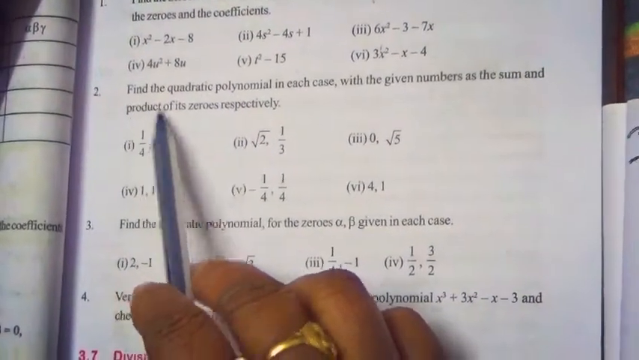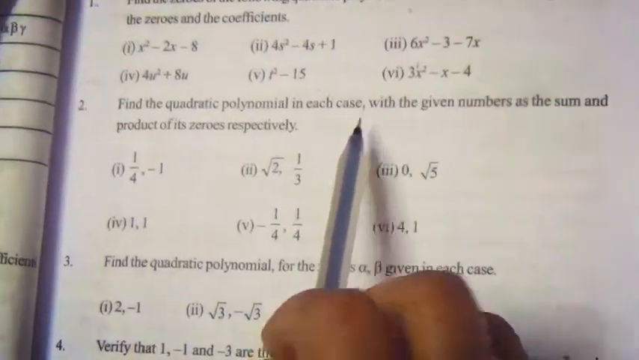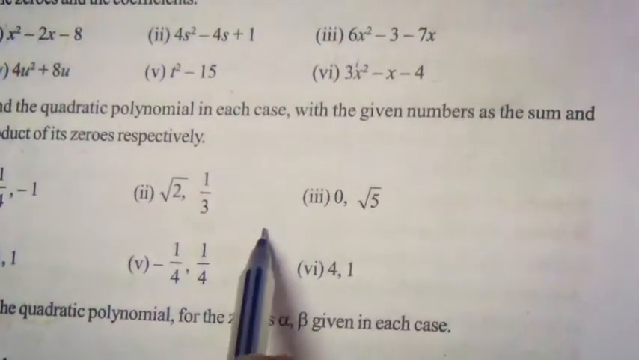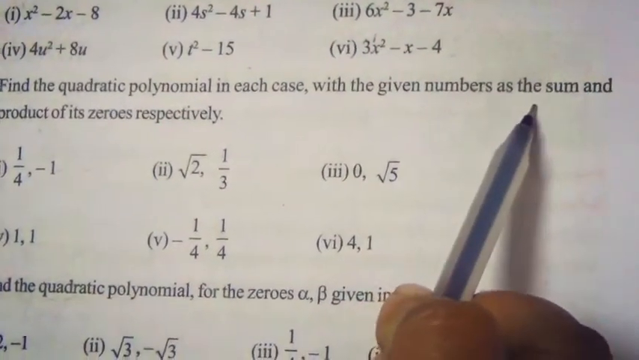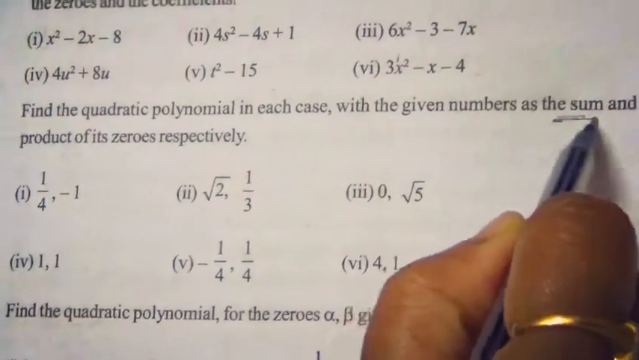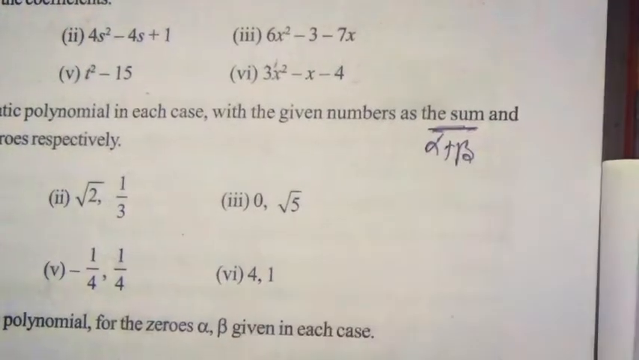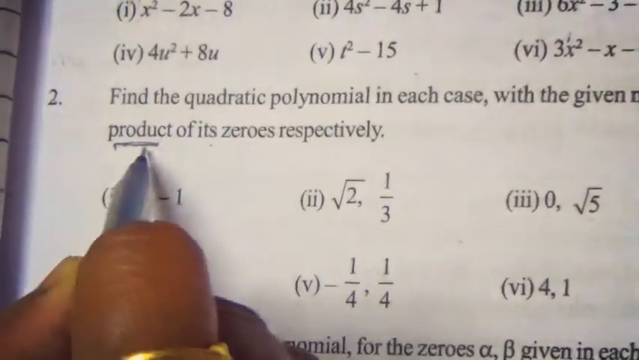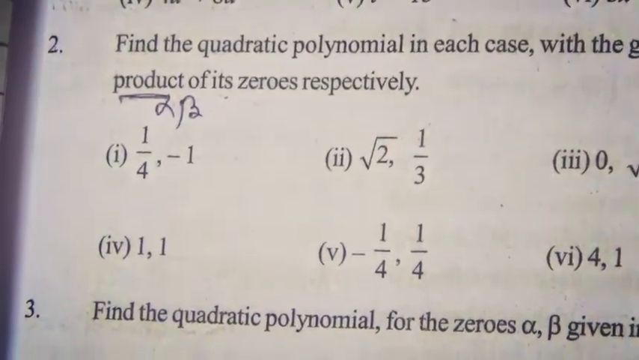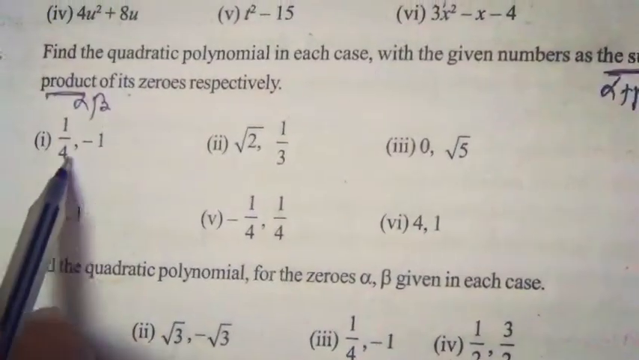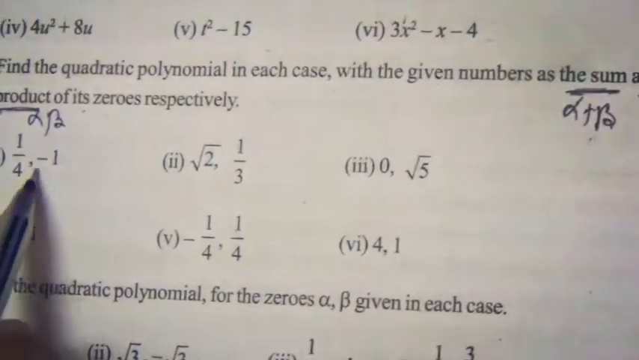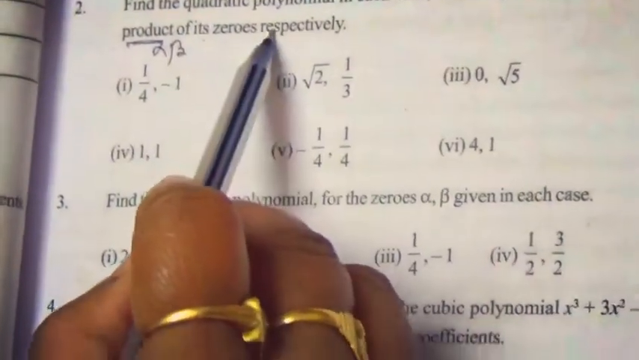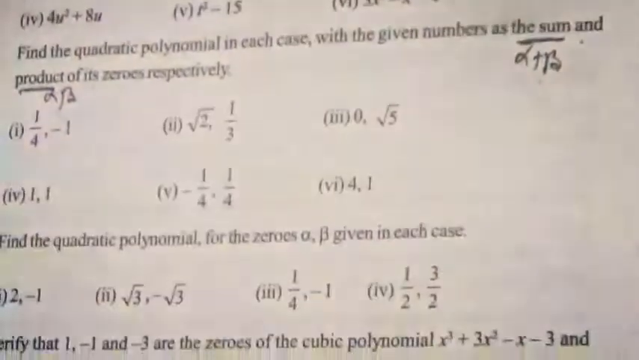So in the second problem, find the quadratic polynomial in each case. You have to find out the quadratic polynomial for the given numbers as the sum and product of its zeros. Sum means, as I already said, alpha plus beta, and the product of its zeros means alpha into beta. So the given numbers you have to take, the first number as alpha plus beta and the second number as alpha into beta. For finding the quadratic polynomial, what equation you have to choose?